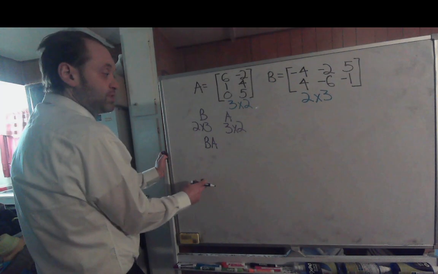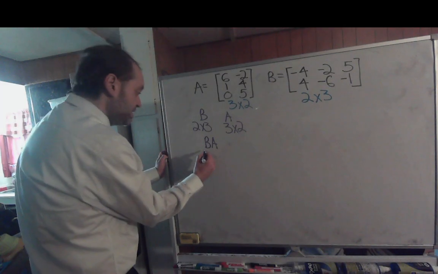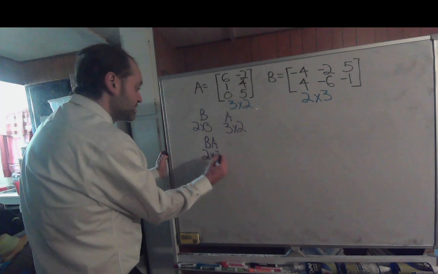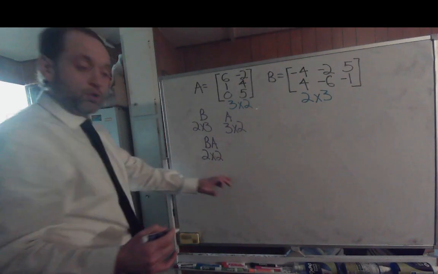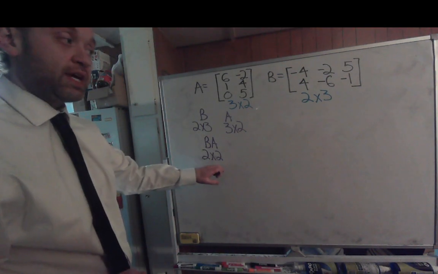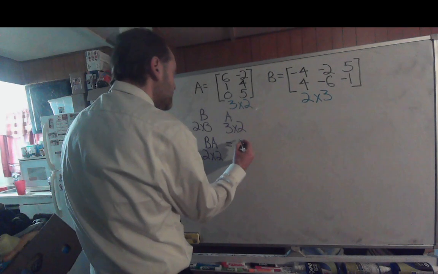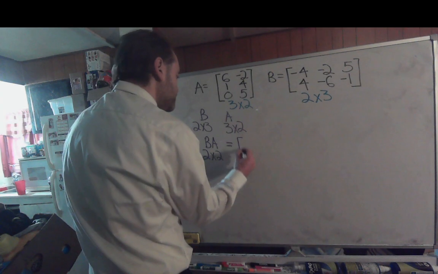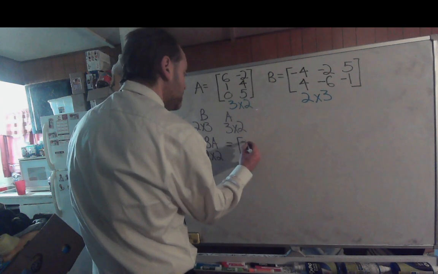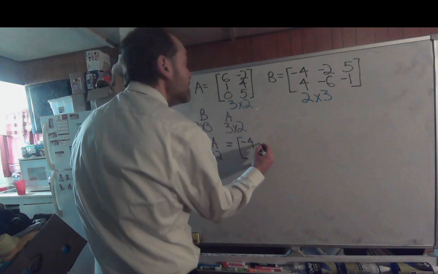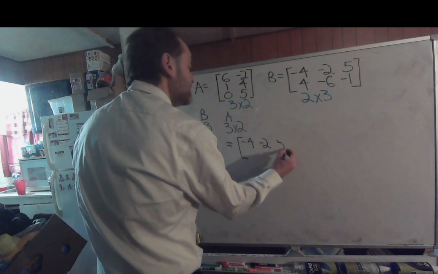Which means the dimensions of B times A should be a 2 by 2 matrix. So you see right away we're going to get a different matrix result. We're going to get a 2 by 2 this time instead of a 3 by 3. So let's take that matrix B, which would be all these numbers. I'm going to write them side by side so it's easier.